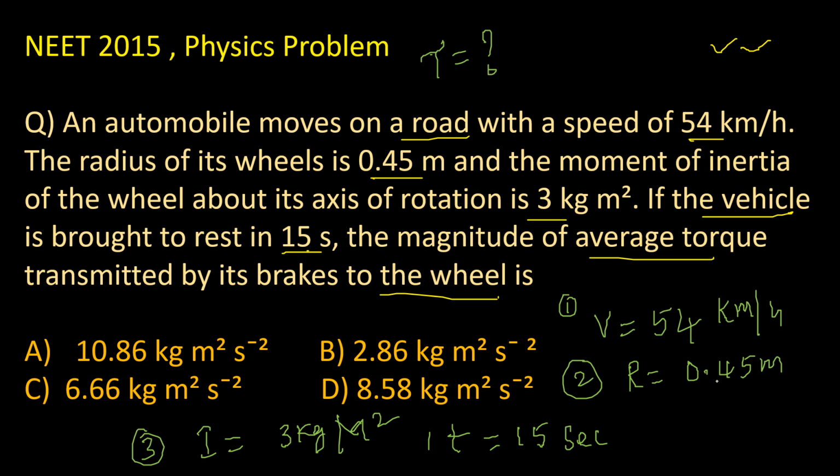We have to check first whether all the physical quantities are in one system or not. Everything is fine, except speed. We have to convert kilometer per hour into meter per second. So V equal to 54 kilometer per hour means multiply by 5 by 18. If you do this, you'll get 15 meter per second.